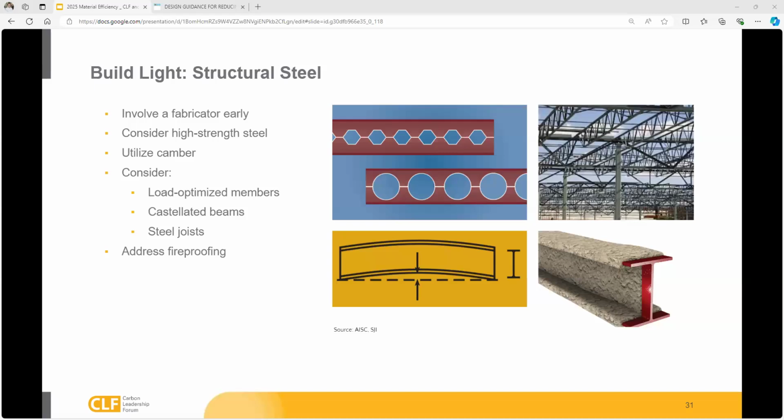Utilize camber. It's done for good reason, and it typically will allow you to reduce weight. So utilize that, and then consider different shapes and joists and castellated beams that take the weight out of steel structures where it's not contributing a huge amount.